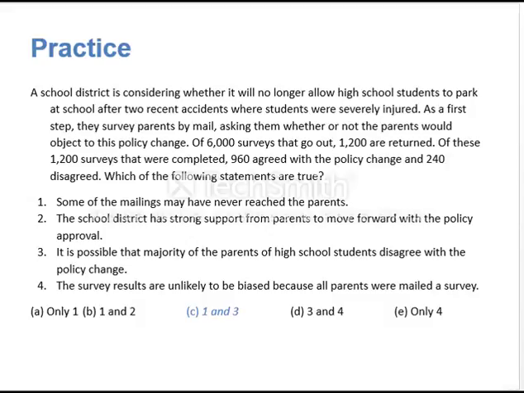Which of the following statements are likely to be true? Well, it would have to be 1 and 3. 1 being that some of the mailings may have never reached the parents, which is certainly always true. And then also that many parents of the high school students could still be disagreeing because maybe the ones who did not respond or did not get the mailings are the ones who disagree with this policy change.